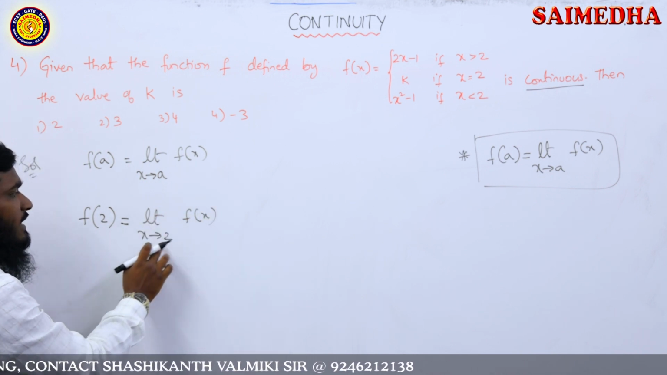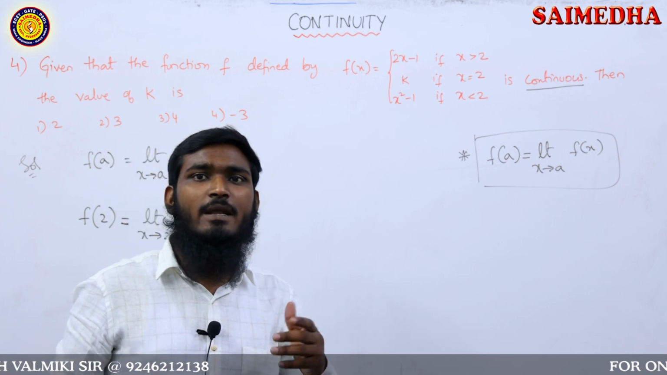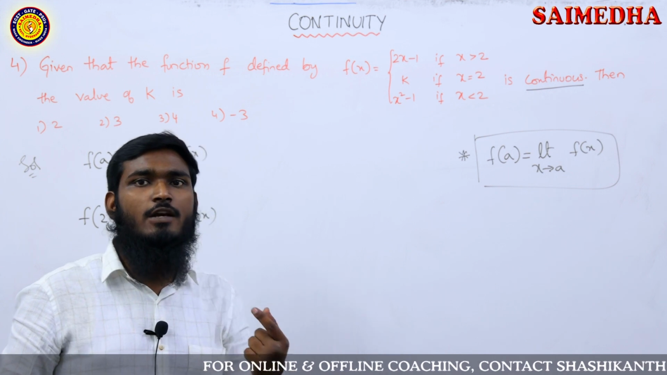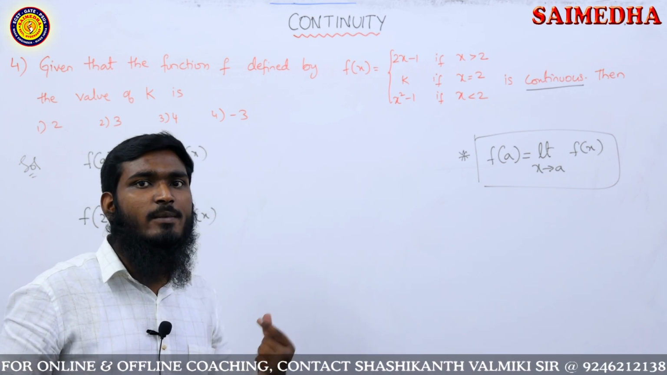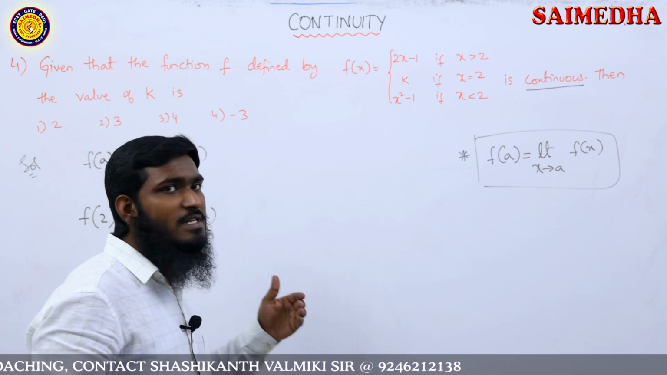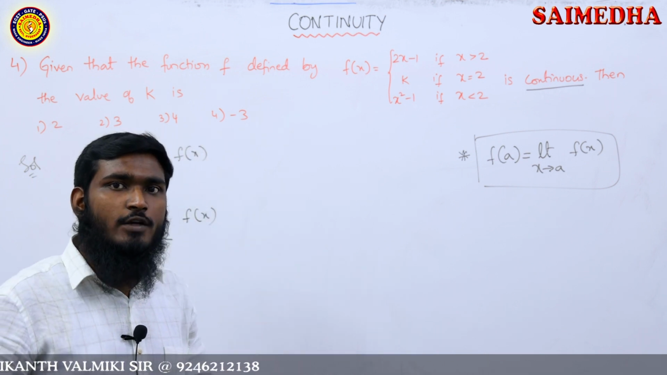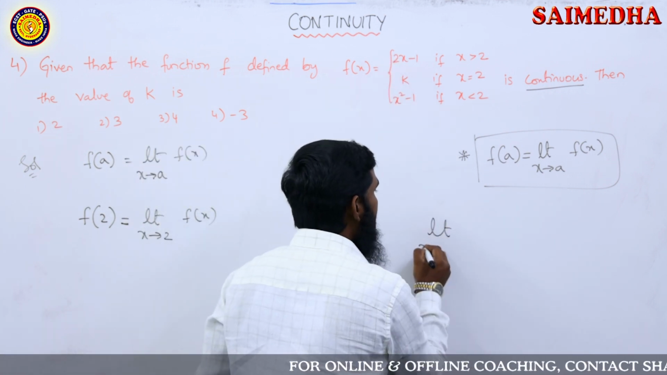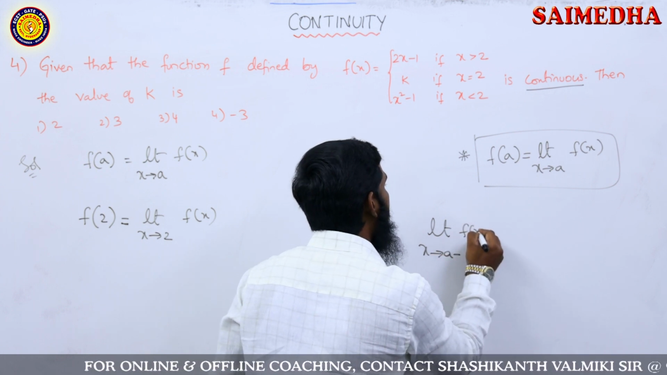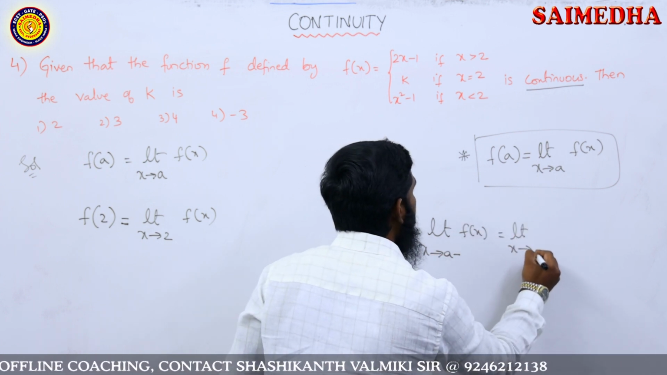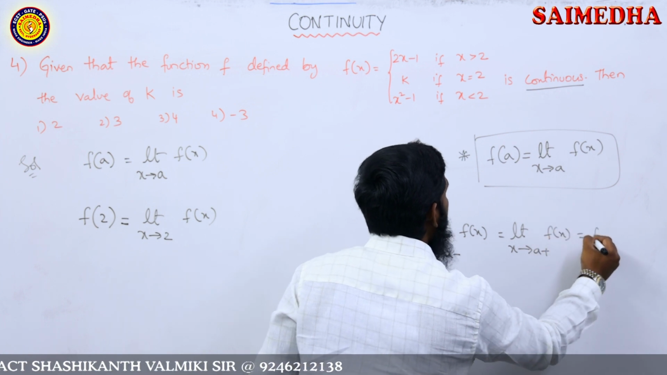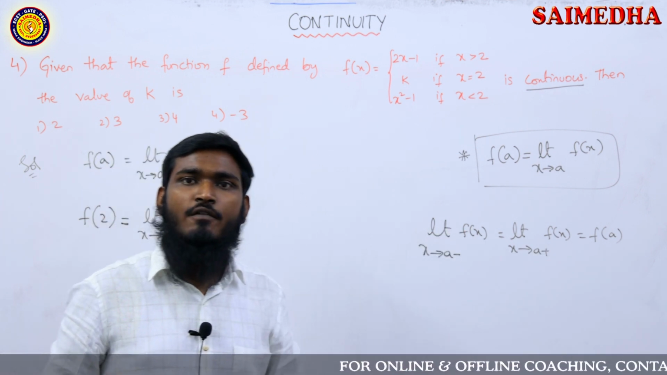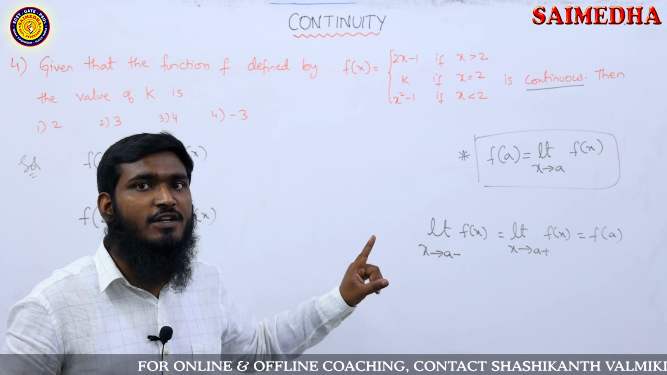Now which part we have to take? For the limit x tends to 2 f of x, we are having the LHL part and RHL part. If LHL equals RHL, then only we can say that the limit is existing. Now LHL means 2 minus, RHL means 2 plus, as it is given over here. Okay, now let us write for this part: limit x tends to a minus f of x equals limit x tends to a plus f of x, which equals f of a. So LHL value equals RHL value equals value of the function, then only we can call the function is continuous.